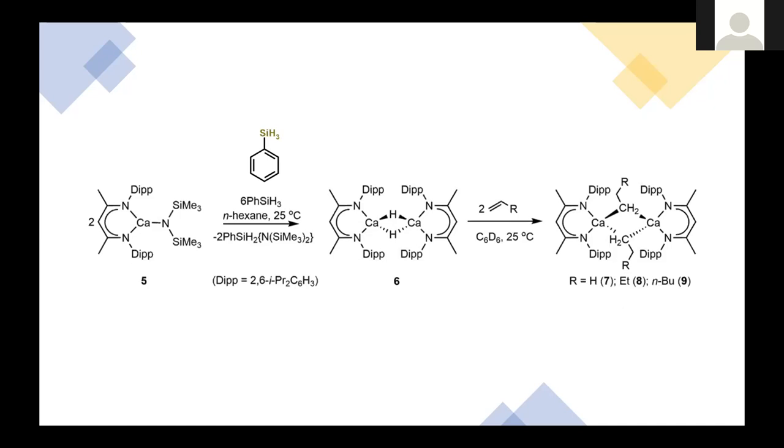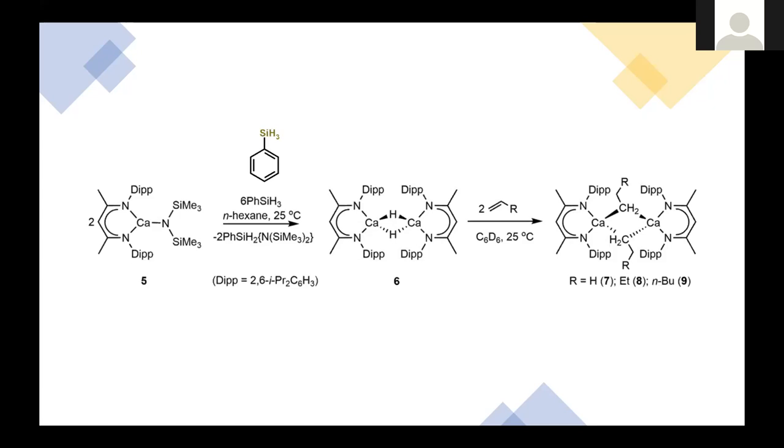So in order to optimize the production of seven, this was all done in deuterated benzene. Deuterium is a hydrogen atom with a neutron, which typically it doesn't have. Hydrogen does have a proton, but it doesn't have a neutron. Deuterium has a neutron, so it's a little bit heavier. And all this was done in benzene.